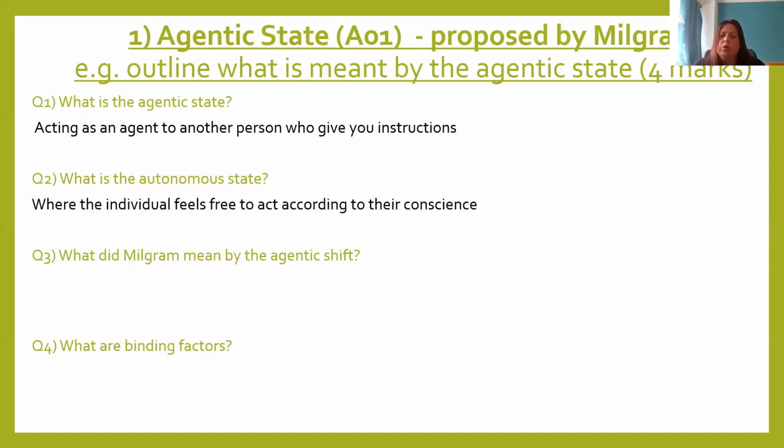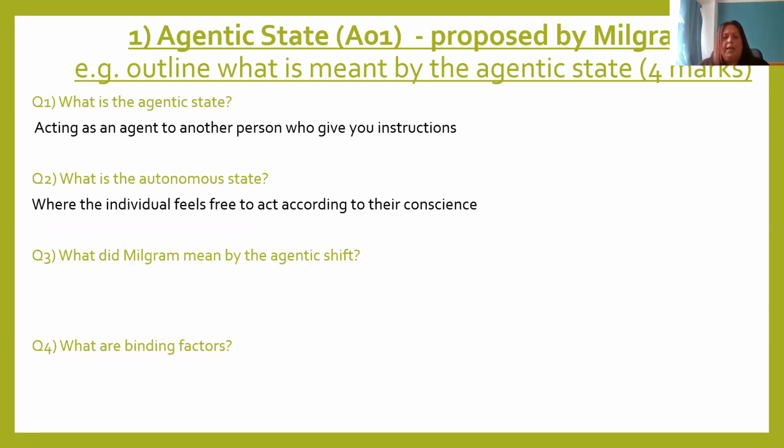So most of us are in an autonomous state most of the time, and this is where we feel free to act according to our own conscience. So those that perhaps decided after 300 volts, when they could no longer hear the learner, despite being prodded, felt it wasn't right for them to do, and so they left the experiment.